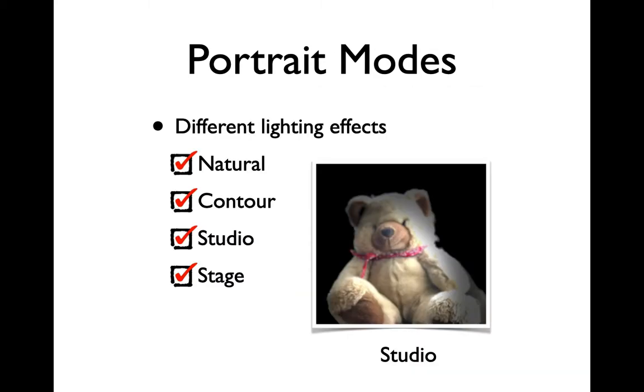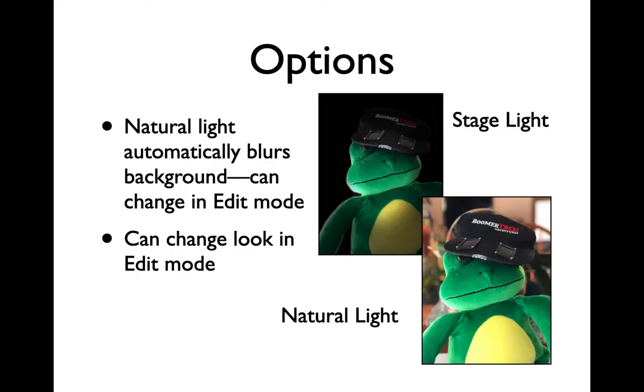There are different lighting effects which you can play around with. There are 4: natural, contour, studio, and stage. Here is an example of studio, where the back part is all blacked out. Again, a variety of options. The natural light will automatically blur the background. Now, you can change the look in the Photos app if you have taken a portrait.